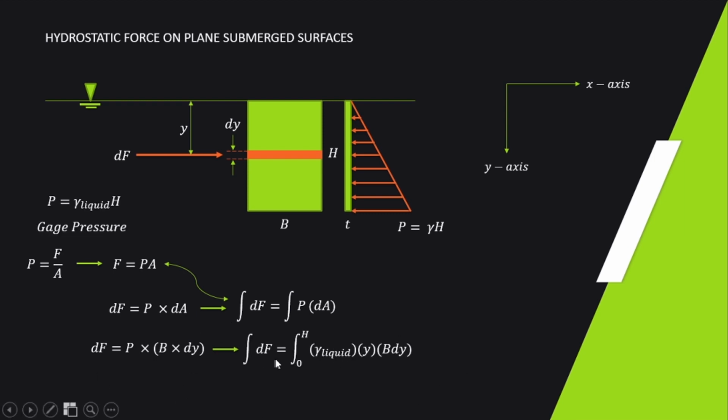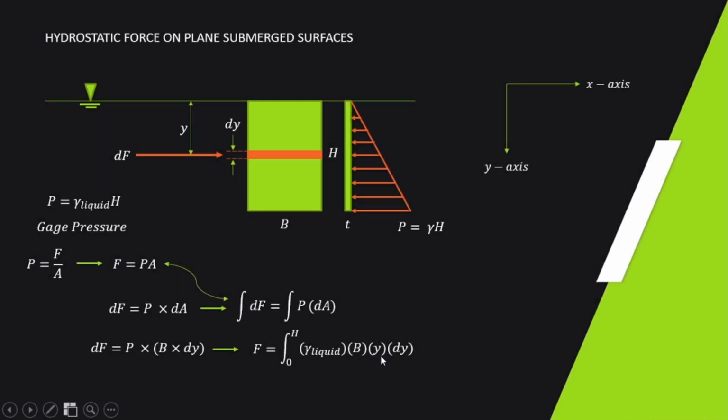So pag in-integrate natin yan, the integration of differential force or dF equals to unit weight of the liquid times y times B dy. And yung limit niya is from 0 to h, or ito yung dadaanan ng strip in our area. So the integration of differential of force, that is force kasi matatanggal yung d, equals to the integration of this unit weight of the liquid times y times B dy. Okay lang naman ihiwalay yung B dy kasi yung B, that is constant, and yung unit weight of the liquid, that is constant din.